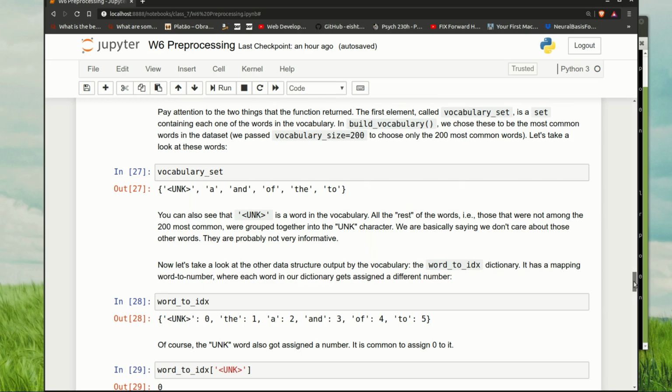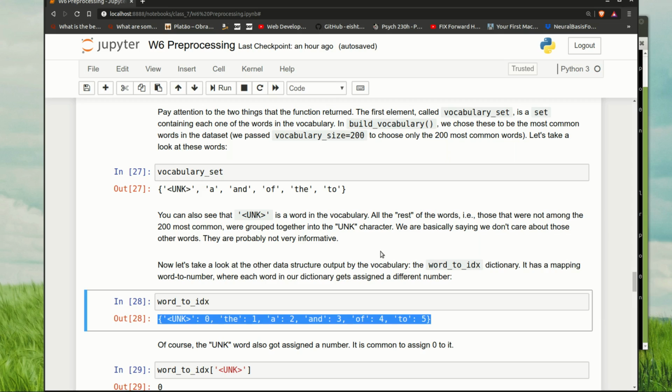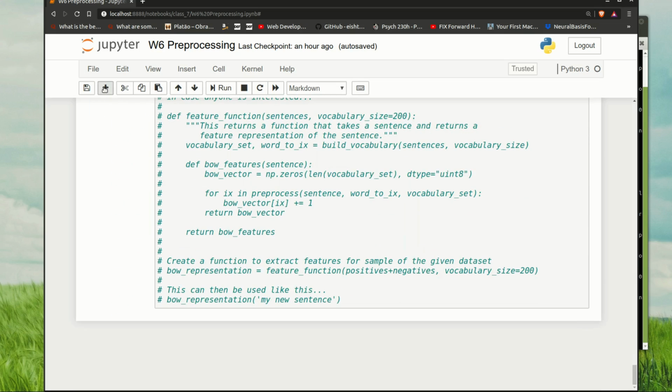So the vocabulary set is composed of unknown, a, and, of, the, and to. You can see these are all function words, and this is common. Function words are normally the most common words in a language. I'm going to copy this map that contains only 6 elements: the 5 most common words that we cared about, and the unknown word.